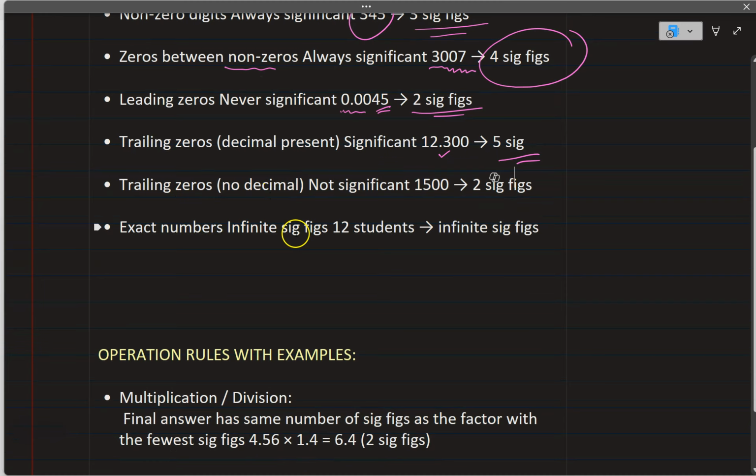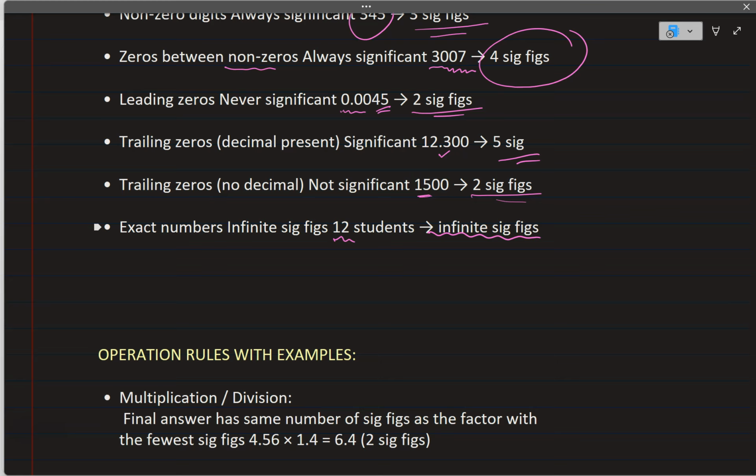Trailing zeros, non-decimal. This is the part that most students make a mistake. That is not significant. Those zeros are not significant. So in here, 1500, there's only 2 sig fig because of 1 and 5. That's it. The 2 zeros don't count. And then exact numbers, infinite sig figs. So for example, if you get 12 students, we don't know if it's 12.0 or if it's 12.00, and so forth and so on. We say that's infinite sig figs. It's an ambiguous case. We can't really know exactly.